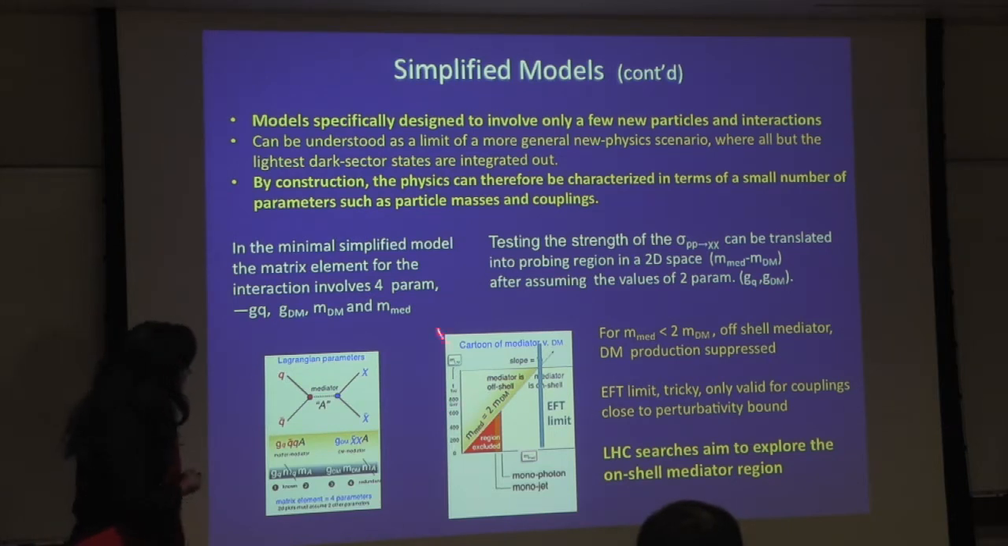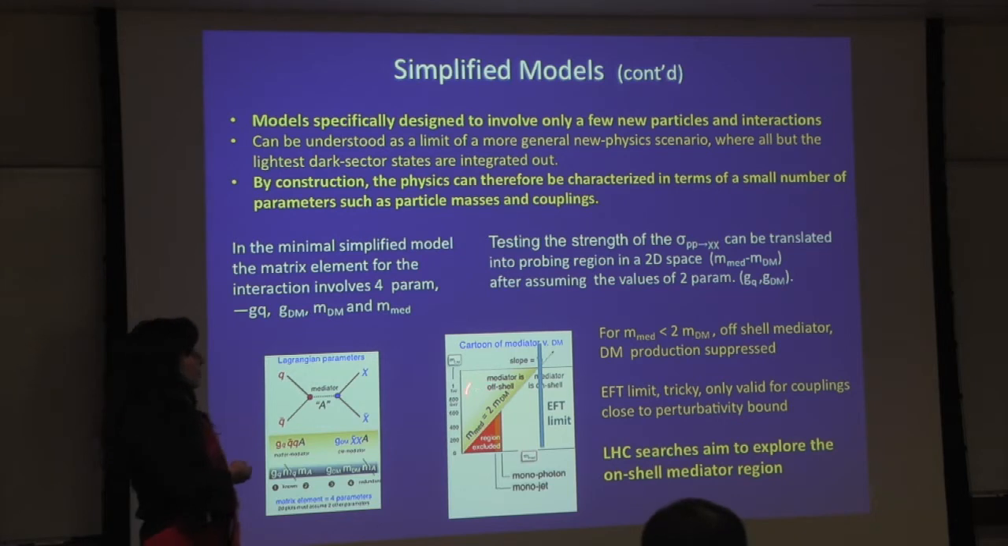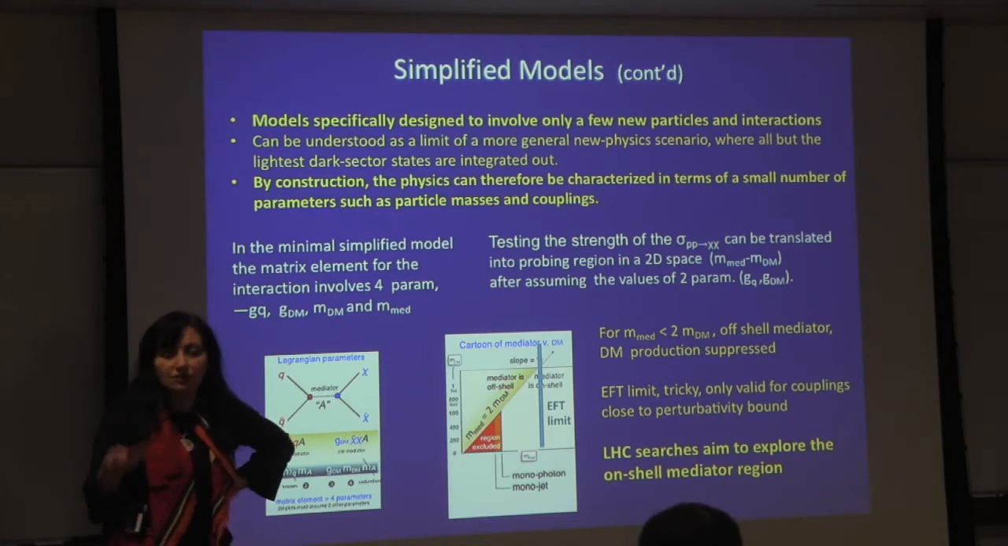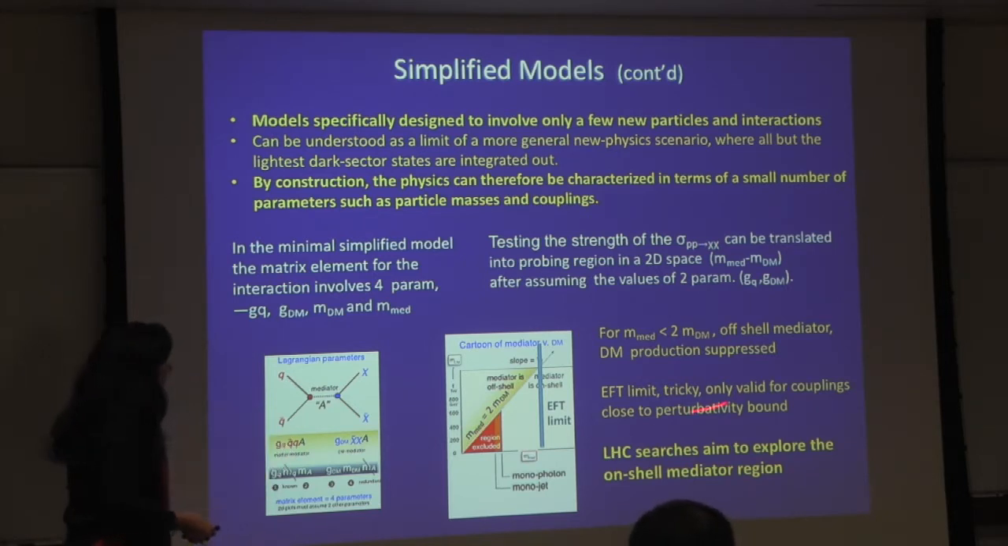This is a cartoon of a mediator versus a dark matter particle. What we see here is that when we are in this region of parameter space, the mediator is produced off shell. If the mediator mass is lower than two times the dark matter mass, then the mediator is off shell, and when the production is off shell, it is less strong. So that's not the region where the LHC will do well. In this region here is where we are going to look at signals.